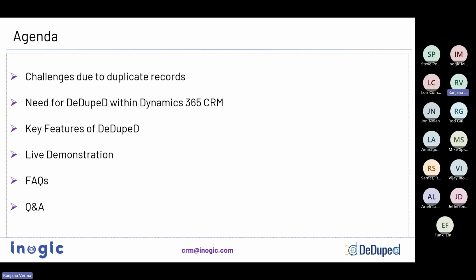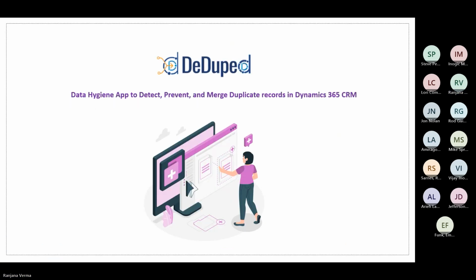Now let's go through the agenda real quick, and then we can jump on to the main event of the day. The agenda would be first to understand what the challenges are and why we need DeDupeD in the very first place. What are its key features, and then see those key features in live action, followed by the general FAQ and Q&A sessions, right? So let's just get started.